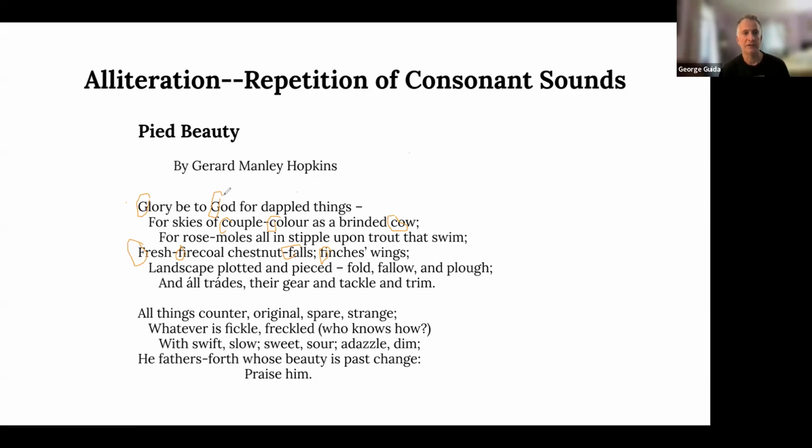So, glory be to God. We are tying together and emphasizing those syllables. We are also tying them together so that the idea of glory is tied to the idea of God.